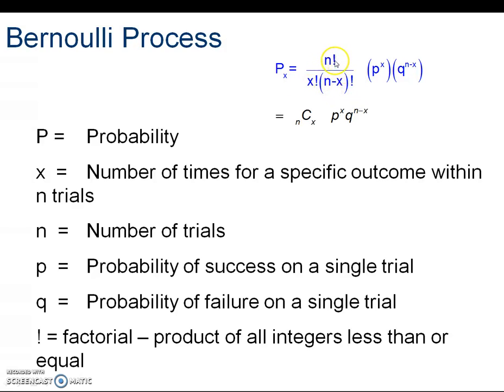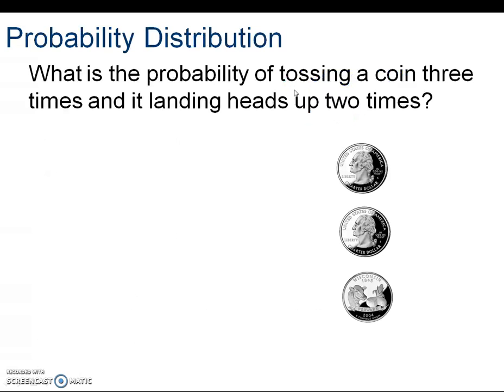So first off, factorial is the exclamation point. That is the product of all integers less than or equal to it. So n factorial, so 3 factorial would be 3 times 2 times 1. And then we have P, your probability. X is the number of times for the specific outcome within the n trials. n represents the number of trials. P is the probability of success on the first trial. Q is the probability of failure. And again, the factorial. So you just plug in the numbers, find what the numbers are, plug them in, and then chug it out on your calculator.